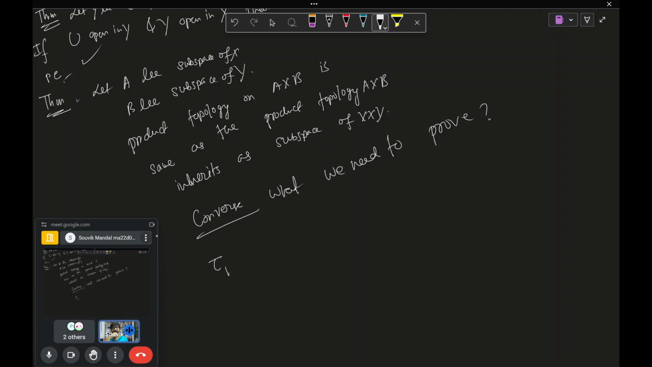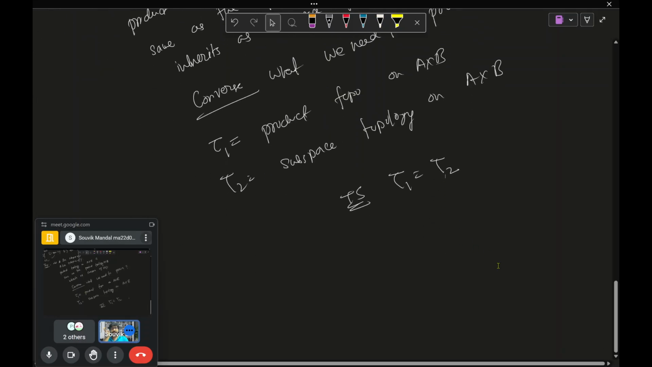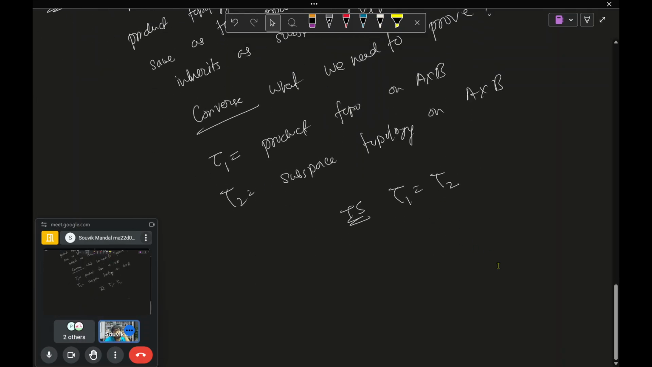So first of all, for writing convenience, let tau one be the product topology on A cross B, and let tau two be the subspace topology on A cross B. Now we need to check tau one is equal to tau two. Correct. So now tell me how to proceed. Please don't be silent. Please tell me if you have any confusion. Please ask also.